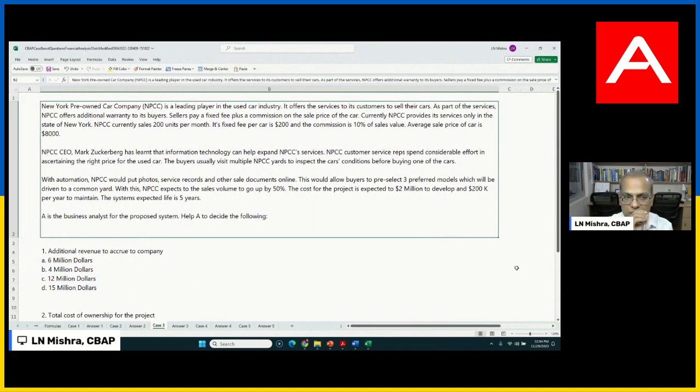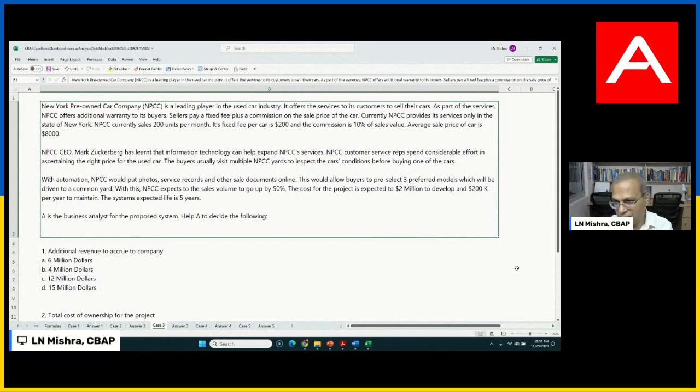So the case is about a company named NPCC, which is a player in the used car industry, and it helps customers sell their old cars. And as part of their services, it also offers some additional warranty to buyers so that the buyers feel confident about the product. Then, how does NPCC make money? They charge a fixed fee plus a commission on the sale price of the car.